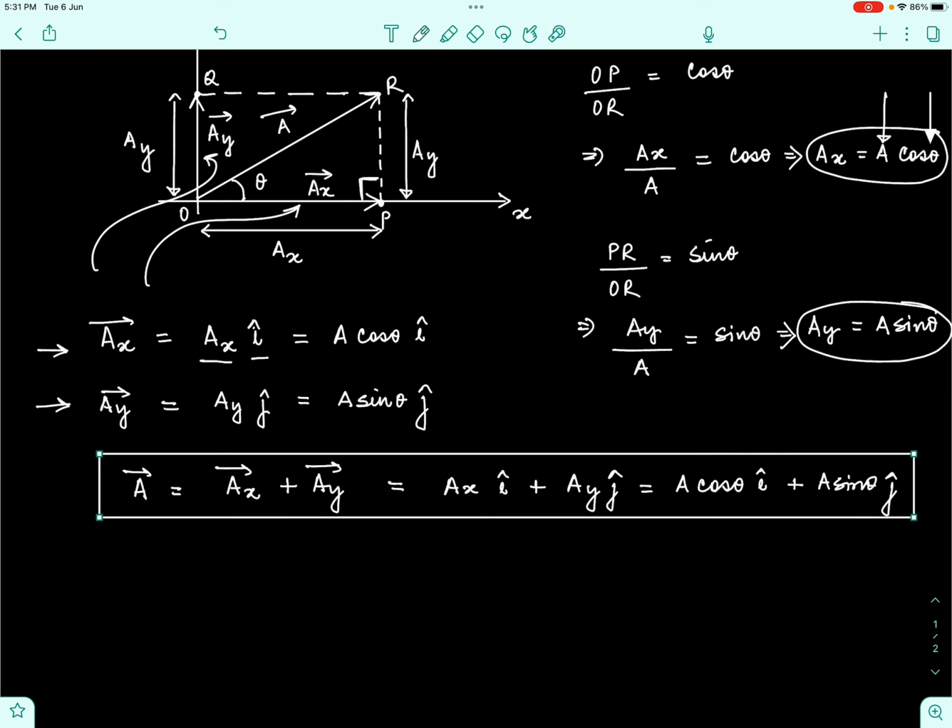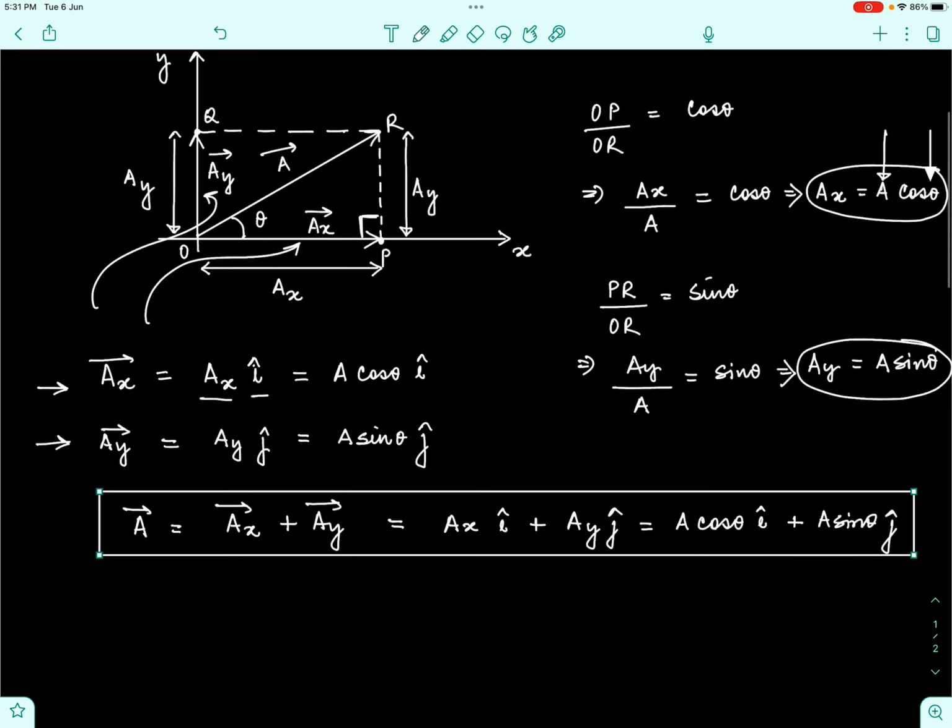Fine. Also, if you look at the figure carefully, we can find out the length of the vector A, that is the magnitude of vector A, that is the length OR, in terms of the magnitudes of its two components. As you can see here, we can use the Pythagoras theorem directly to say that the magnitude of vector A will be nothing but square root of AX squared plus AY squared.